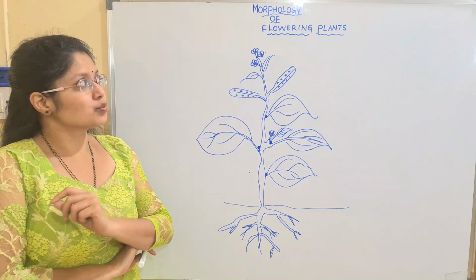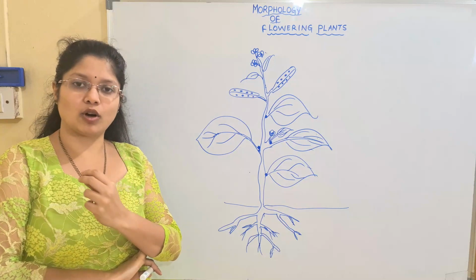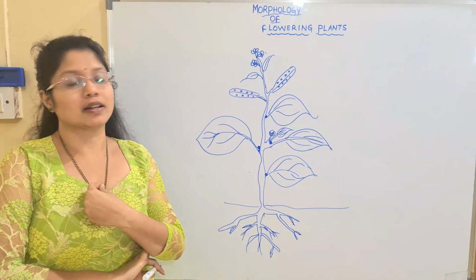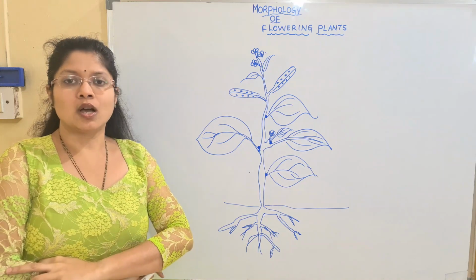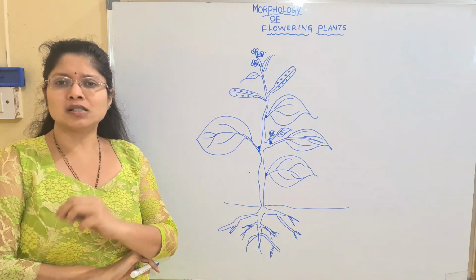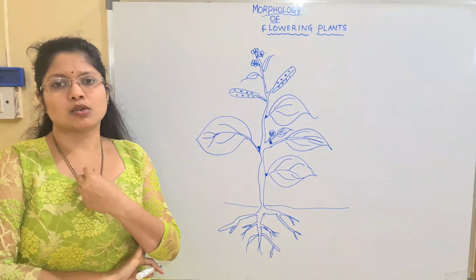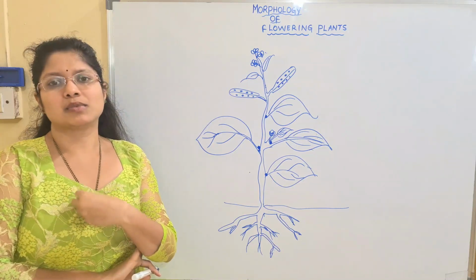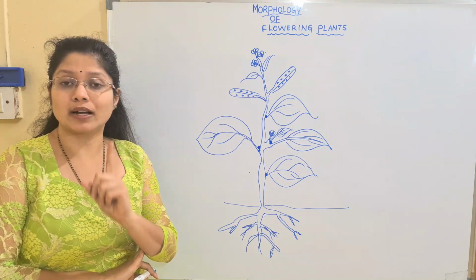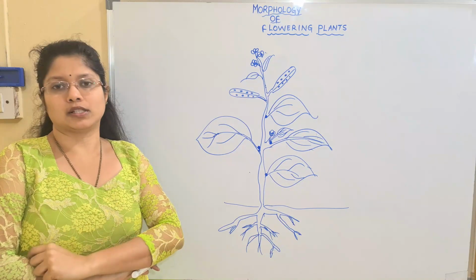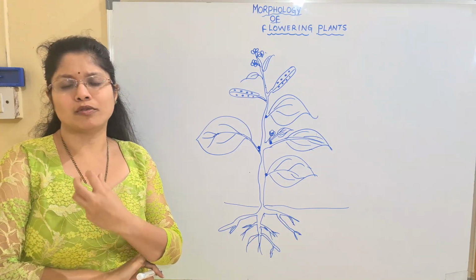Mainly we have to discuss 2 important terms here. One is morphology, and the other is the flowering plants. First we will learn what morphology is. Morphology is nothing but the external characteristic features of any living organism. So in order to classify the organisms, the first important characteristic feature that we take into account is the morphology. Morphology is nothing but the external feature or form of an organism.